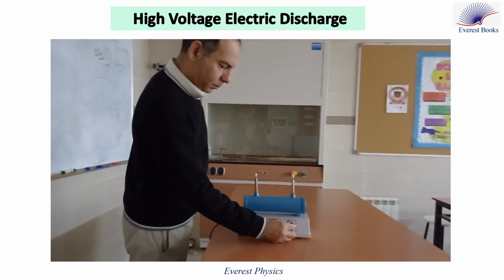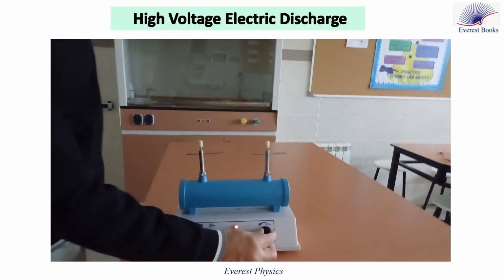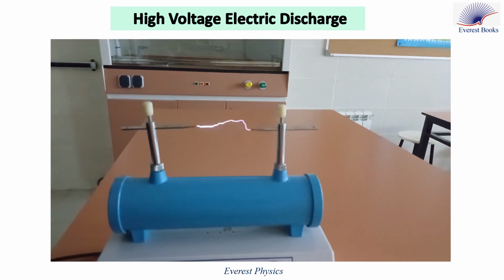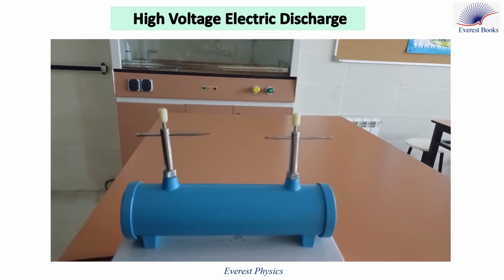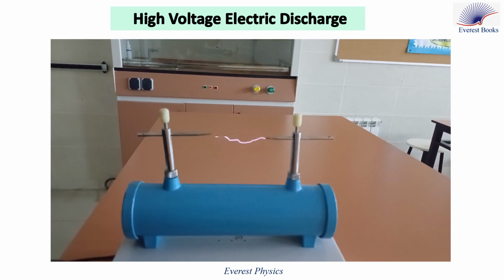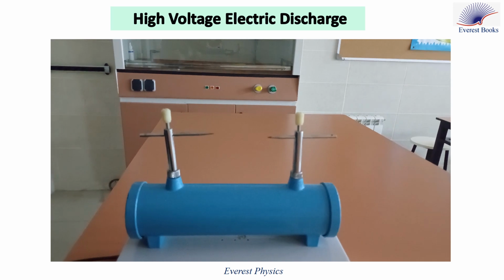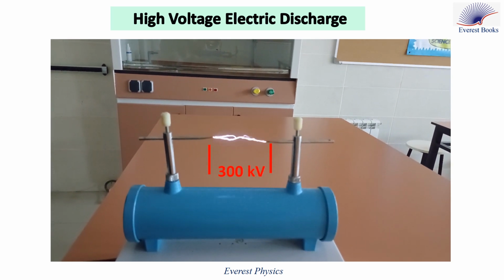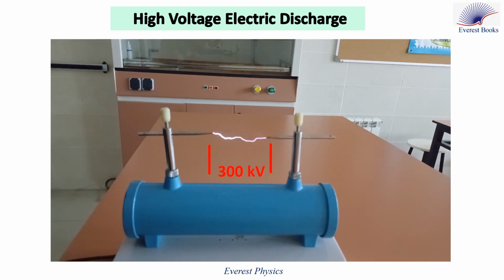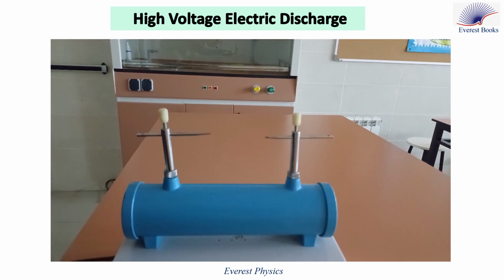Observe this phenomenon. We gradually increase the voltage between the two electrodes, and then a visible arc of light is produced. Let's explain this phenomenon. The breakdown voltage of dry air is about 30 kilovolts per centimeter, and the electrodes are 10 centimeters apart. So, electric discharge occurs when the voltage exceeds 300 kilovolts between them, producing a visible arc of light.